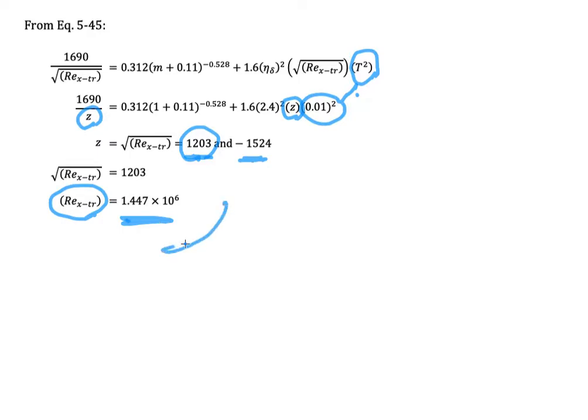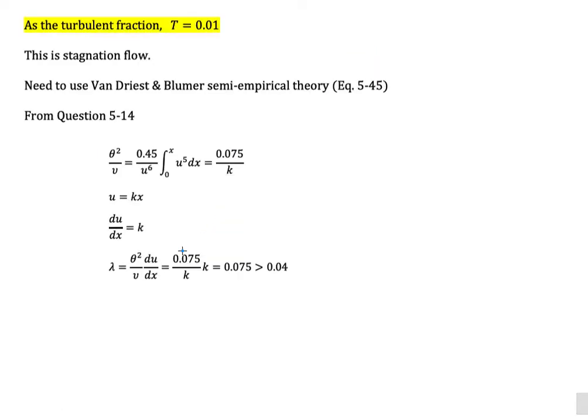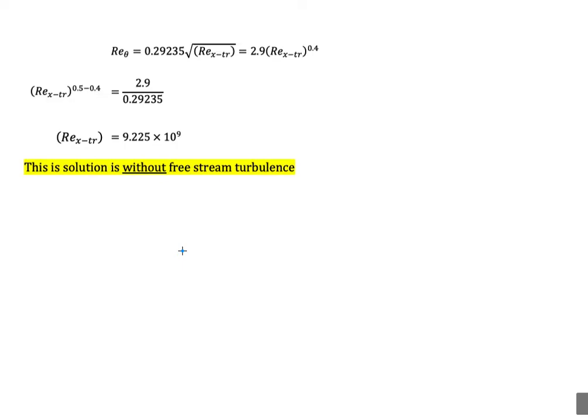So if you see here, the transition from laminar to turbulent will occur early if our free stream velocity has a turbulent intensity of 1%. This is 1.4 times 10 to the power of 6, but without turbulent intensity, the Reynolds number transition will occur around 9.2 times 10 to the power of 9.